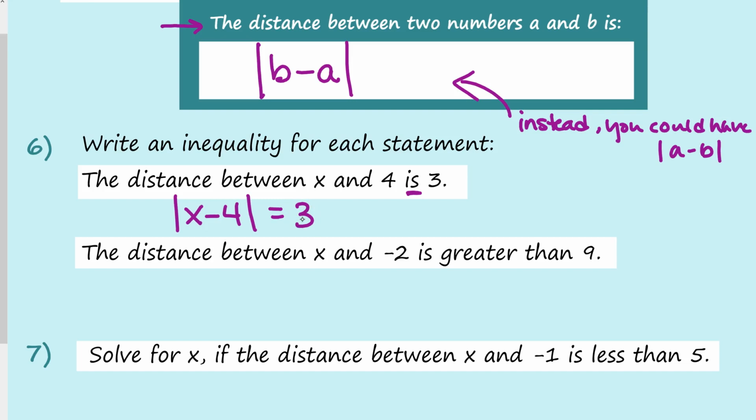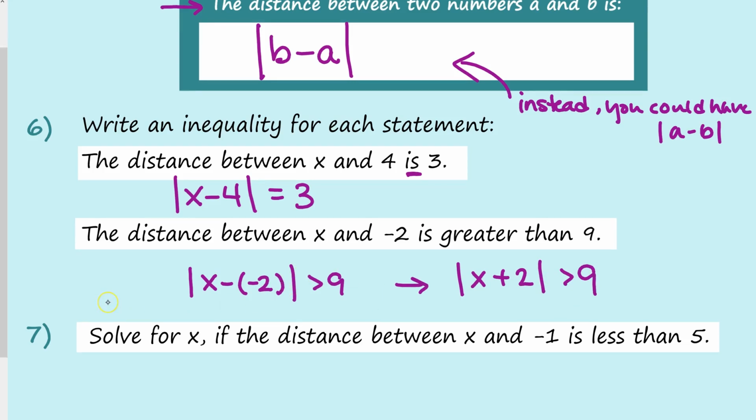The next one says the distance between x and negative 2 is greater than 9. So to get the distance between x and negative 2, we subtract them and take the absolute value, and that's going to be greater than 9. Now we do want to simplify that, so it's going to look like this. The absolute value of x plus 2 is greater than 9.